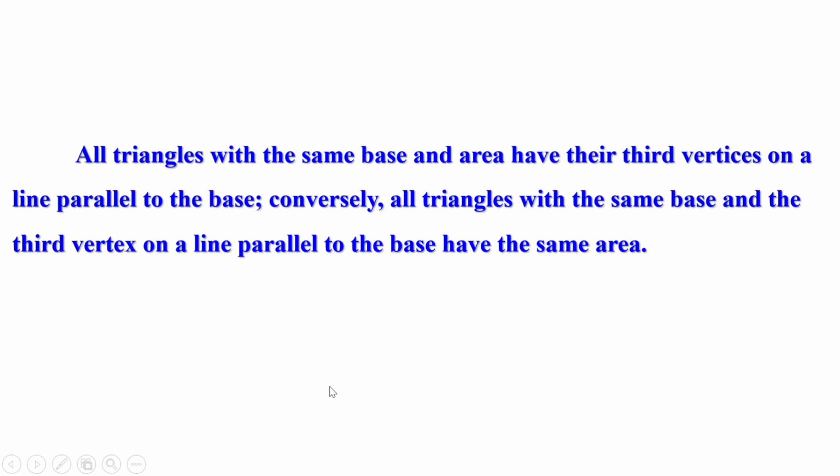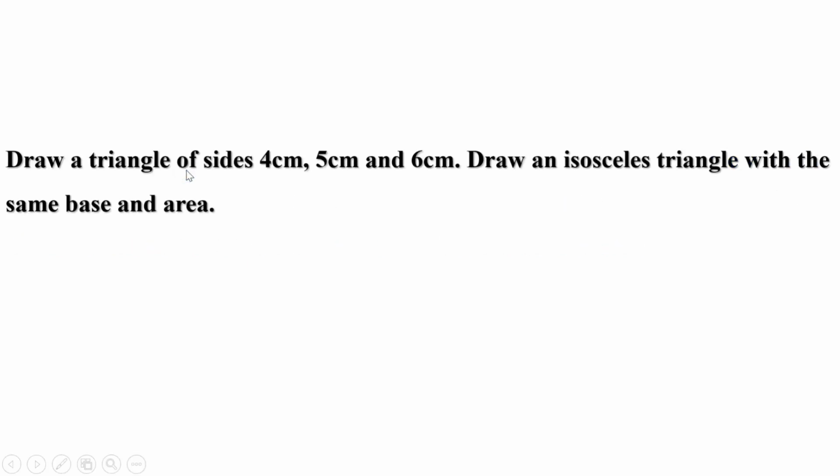So this is one very important point which you have to write down in your notebook. All triangles with same base and area have the third vertices on a line parallel to the base. Conversely, all triangles with same base and the third vertex on a line parallel to the base have the same area. Remember, triangles with same area and same base, the third vertices are on a line parallel to the base. Now, when you take triangles with same base and third vertices on a line parallel to the base, the triangles will have same area. Now, let us do some problems.